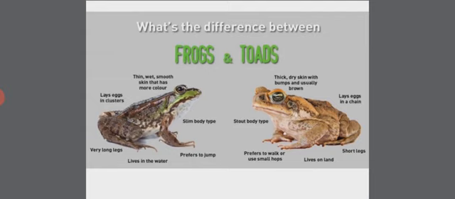Whereas toads are having thick dry skin with bumps and usually brown, and may have some projections called warts, and it lays eggs in chain, and it has stout body type, and it prefers to walk or use small hops, and usually it lives on land.